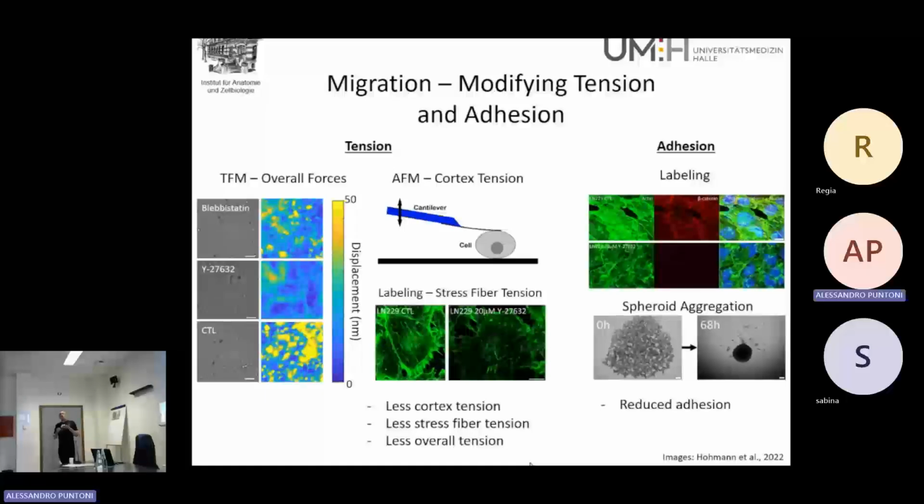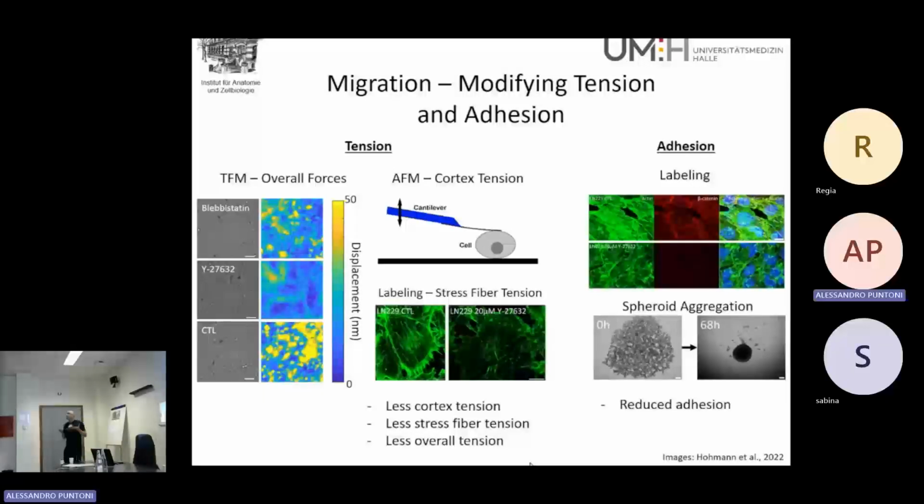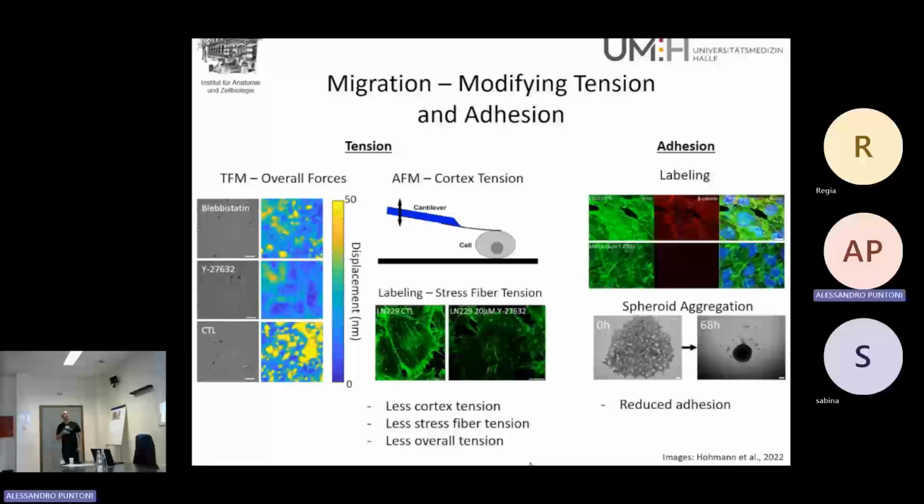Okay, we have at least one cell line where we could induce a jamming transition. So we wondered what role tension and adhesion were actually playing in the system. So we set out to measure those properties using a bunch of methods like traction force microscopy, atomic force microscopy, different labeling strategies, etc.